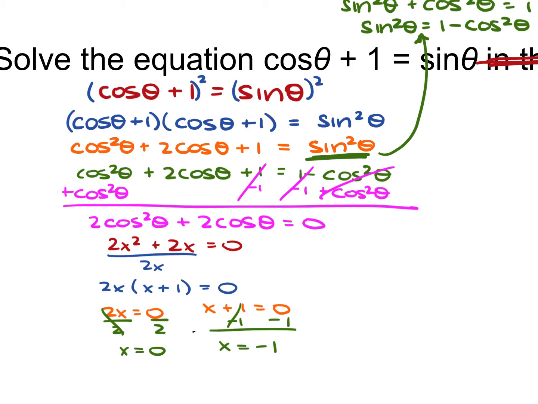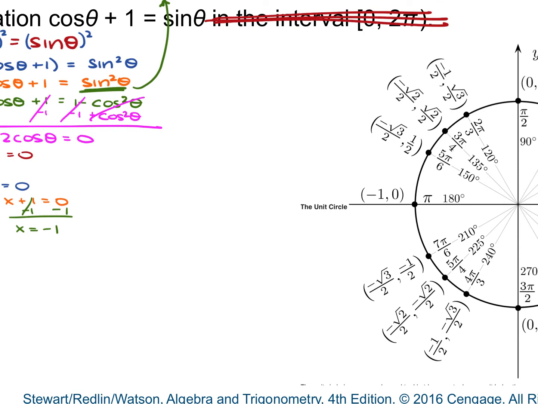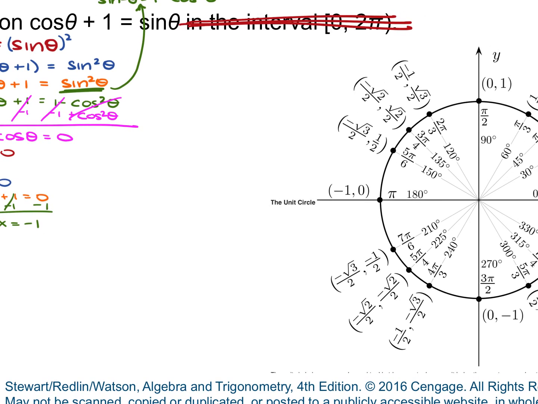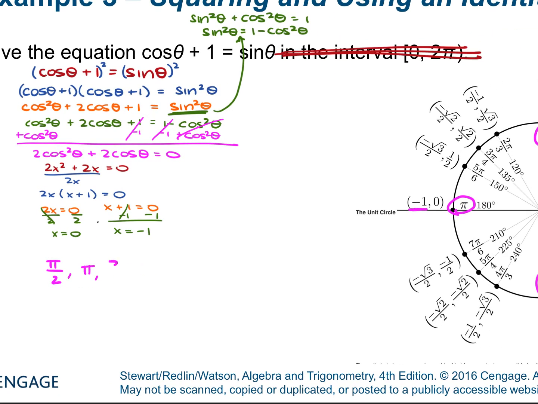Look at your unit circle. Where is x 0? Where is x negative 1? X is at 0 at pi over 2 and at 3 pi over 2. X is negative 1 at pi. So use these. You have pi over 2, pi, and 3 pi over 2.